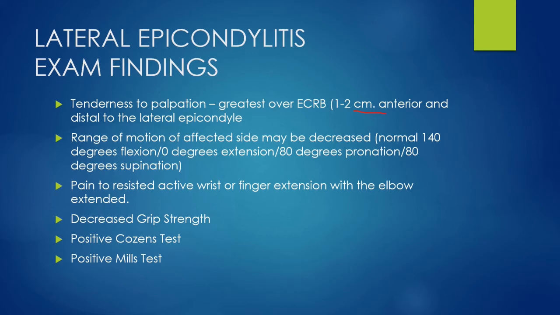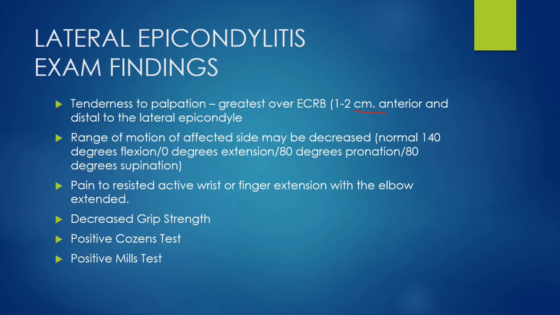The range of motion of the affected side may be decreased. And remember, with the elbow, we test 4 ranges of motion. We test elbow flexion, elbow extension, elbow pronation, and elbow supination. And according to the AMA guides, 140 degrees is normal elbow flexion, 0 degrees is normal elbow extension, and sometimes in a hot case of lateral epicondylitis, the examinee may have an extension lag where they fail to be able to go into full elbow extension. And then 80 degrees are the normal ranges of motion for pronation and supination.